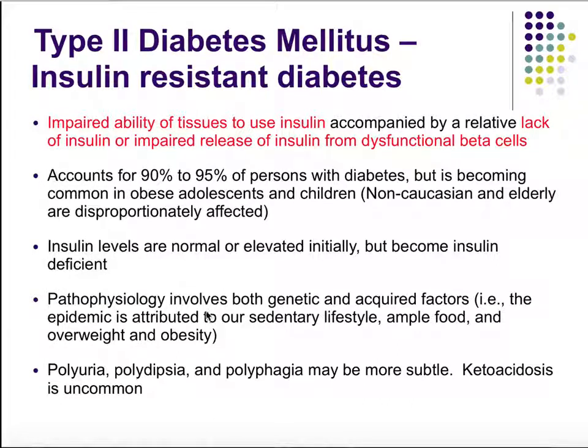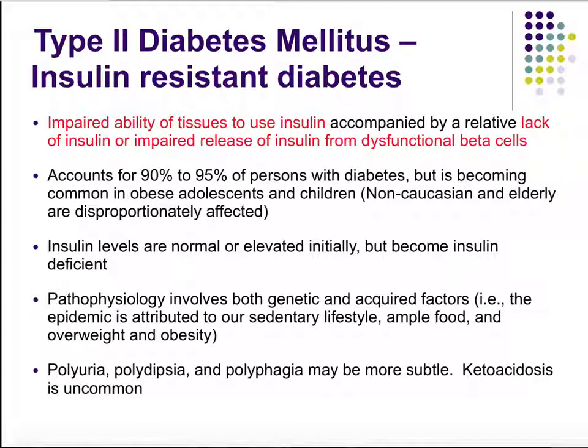So the pathophysiology involves both genetic and acquired factors. So a family history can increase your risk, but there are acquired factors, so risk factors that we can control. And this is really related to lifestyle. So it's an epidemic that's attributed to our sedentary lifestyle, the fact that we have such an ample food supply that as a country we are overweight and obese.